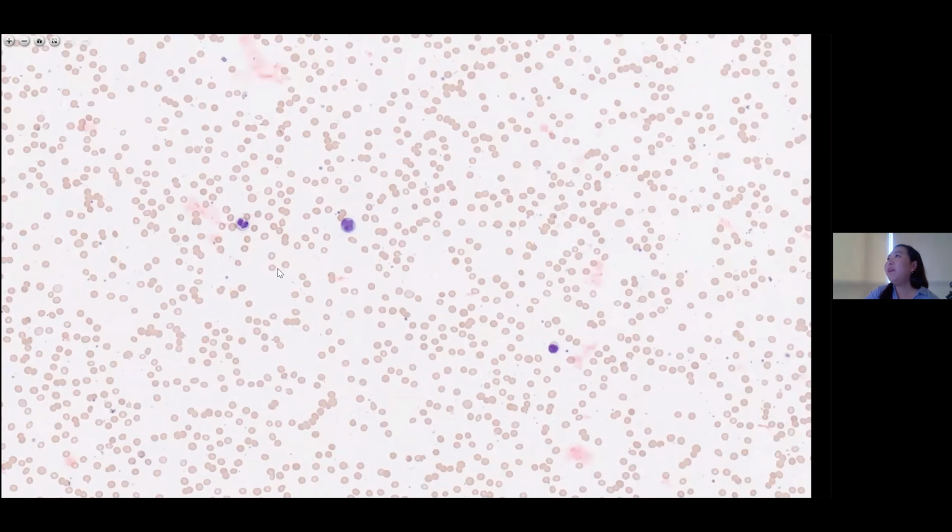So whenever you see rouleau formation, you have to think about two things. And the most important thing you have to think about is whether this patient has abnormal paraprotein or M protein that causes this rouleau formation.